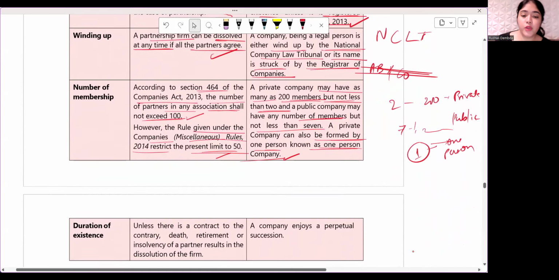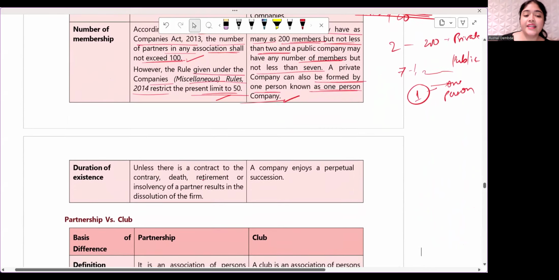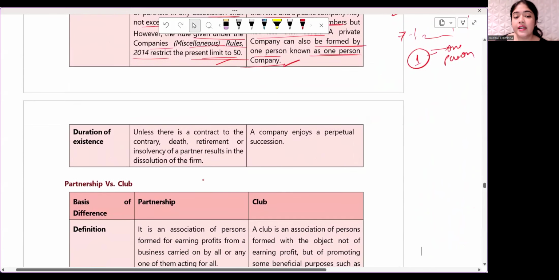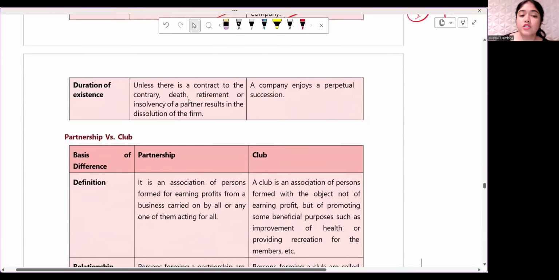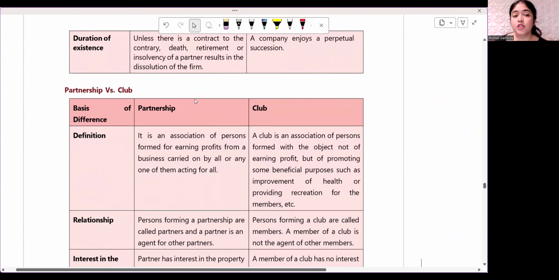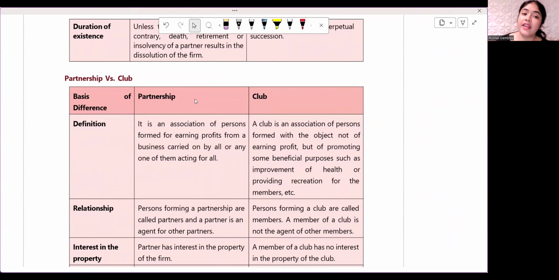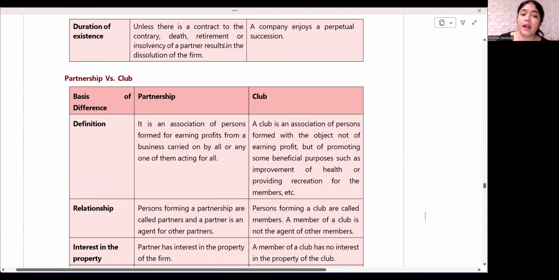Duration of existence. Unless there is a contract to the contrary, death, retirement, or insolvency of the partner results in dissolution of the firm. Unless they have an agreement, the death of the partners, like if all the partners die, or if there is retirement of any of the partners, or the partners become insolvent, they don't have the money to repay the debt. That time only the firm will cease to exist.